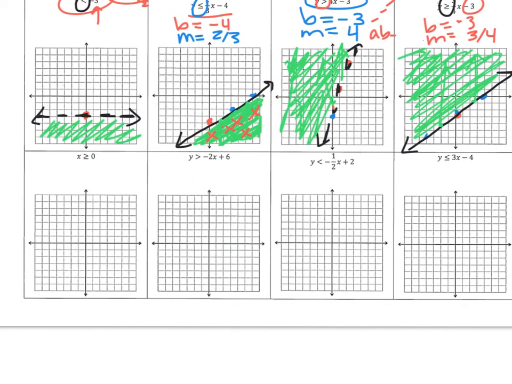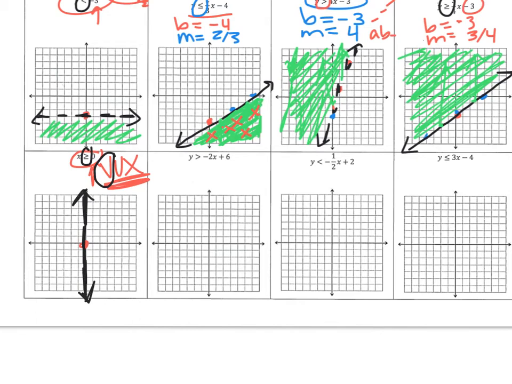All right, here's my one exception when we think about shading. I have one variable, and that variable is x. So that means I'm thinking about a vertical line. So where am I going on my x-axis? We're going to 0 because of this. Now I'm going to think solid or dotted. So this is solid because I have the equal to, and I'm going to draw a vertical line. So this actually ends up being on my y-axis.